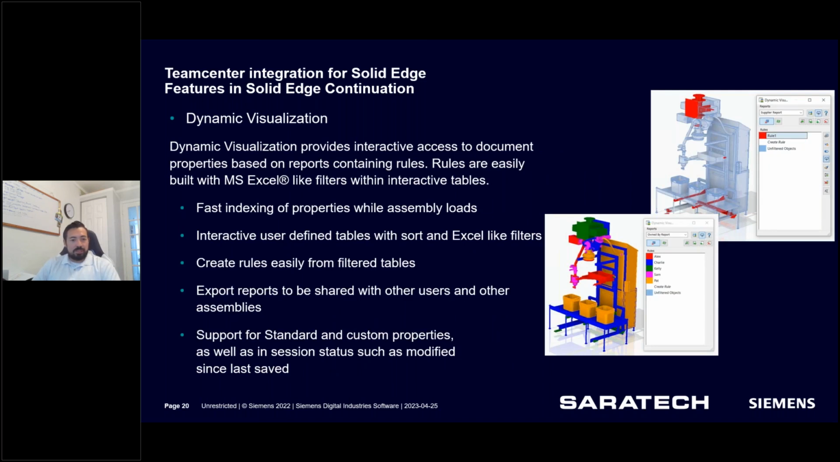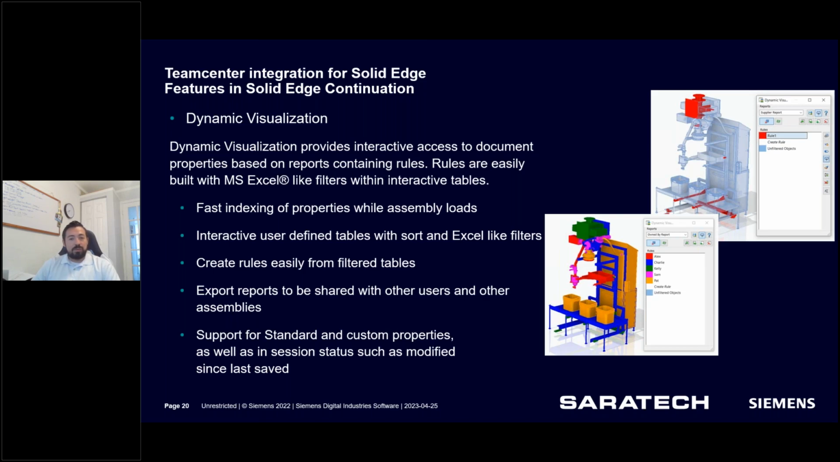Dynamic visualization, for example, provides interactive access to document properties based on reports containing rules. Rules are easily built with Microsoft Excel-like filters within interactive tables. Fast indexing of properties while assembly loads. Interactive user-defined tables with sorts and Excel-like filters. Create rules easily from filtered tables. Export reports to be shared with other users and other assemblies. Support for standard and custom properties, as well as in-session status such as modified and unsaved.